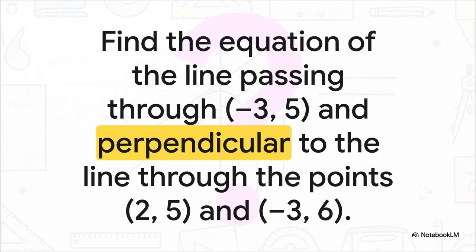Okay, first step is always to read the question carefully. What do they want? They want us to find the equation of a line. Simple. Now, what information have they given us? Well, we know our line passes through the point -3, 5. And there's a condition. Our line is perpendicular to another line, and that other line passes through the points 2, 5 and -3, 6. Okay, we have our clues.